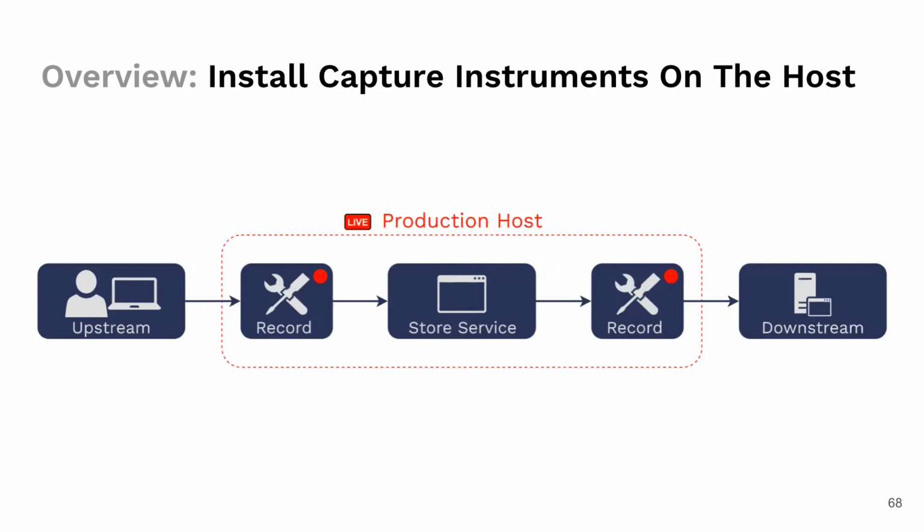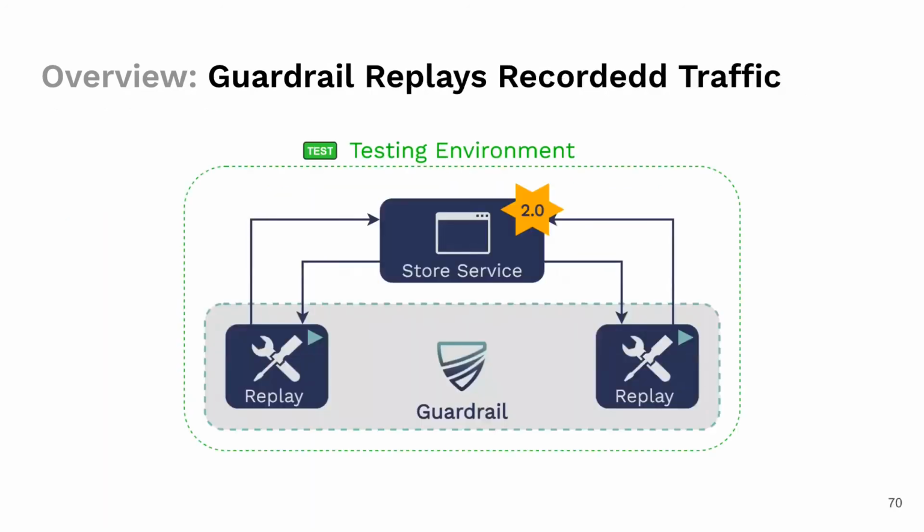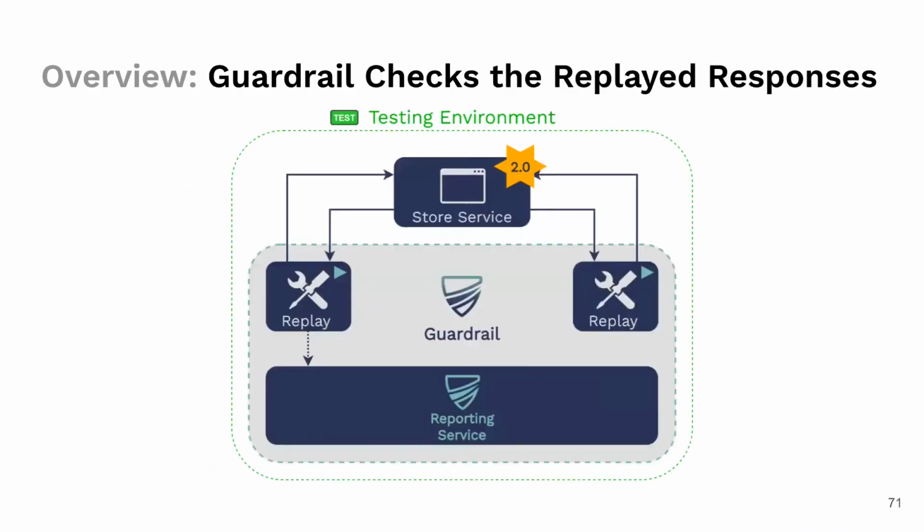This brings us to the three different parts of Guardrail. On the production side, it orchestrates the recording instrumentation for capturing traffic. On the testing side, it replays the recording using the same tooling, and the recorded and replayed data are combined to make them digestible. Then they are sent to the reporting service for processing. The reporting service is the one that checks whether each response is different, and it generates a report. It then provides a way for Aaron to see the difference. And that's Guardrail's three parts.